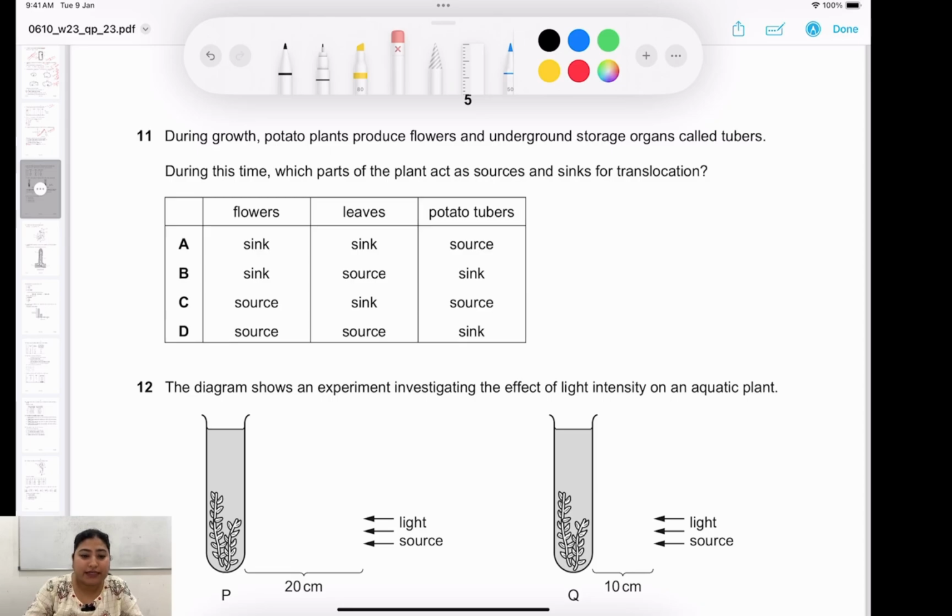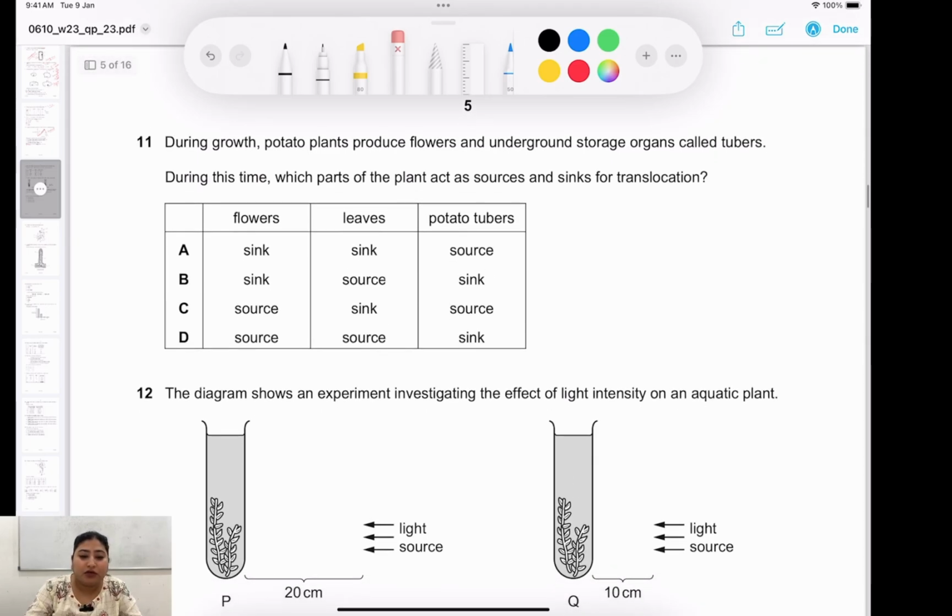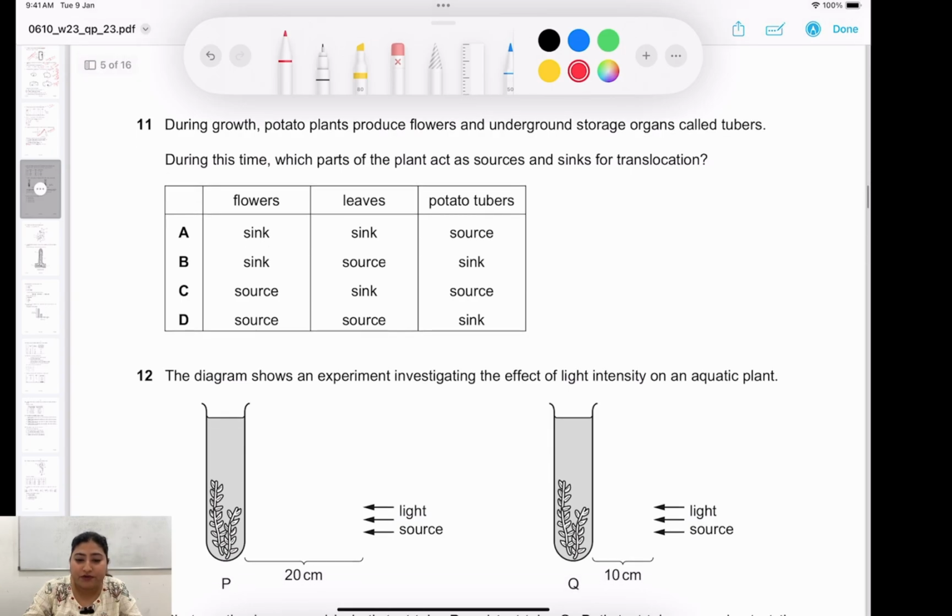Moving on to the next question, question number 11. It is asking, during growth, potato plants produce flowers and underground storage organs called tubers. During this time, which parts of the plant act as sources and sink? You have to analyze the information given in the question. It is telling you that during the growth time the flowers and tubers are the places which are produced. So these two places, flowers and tubers, are acting as the sink.